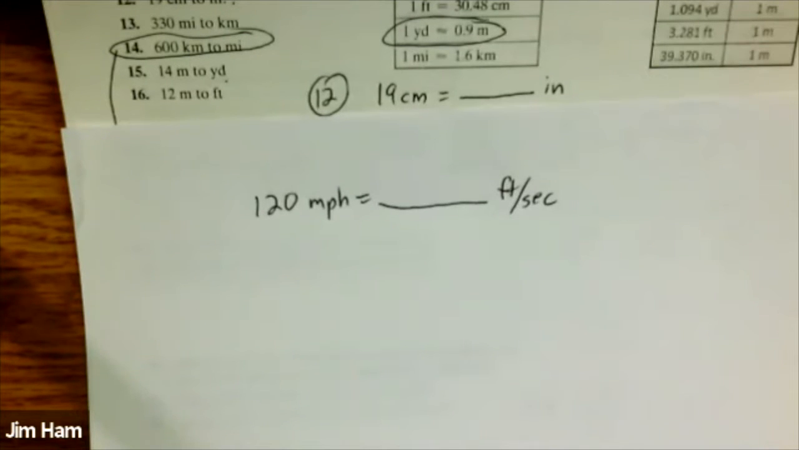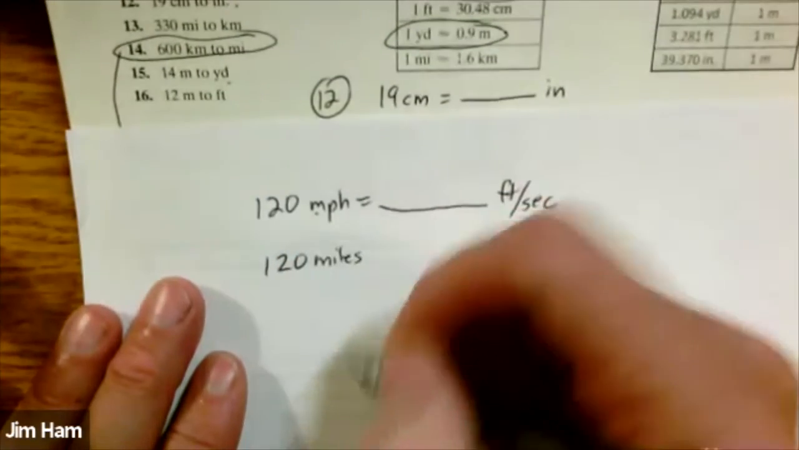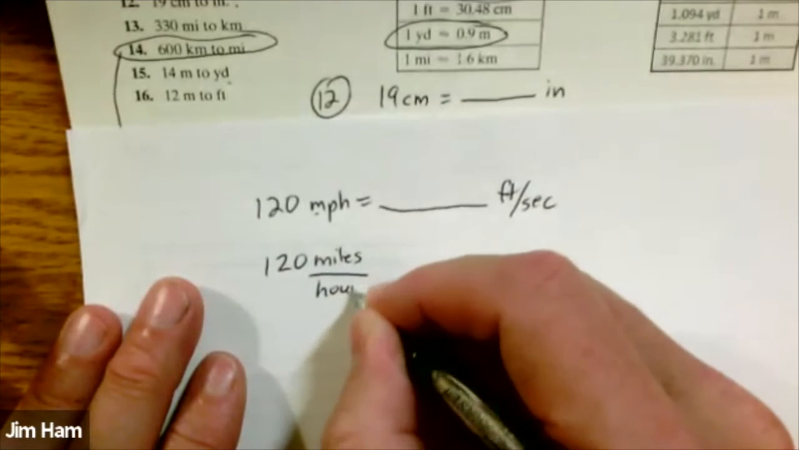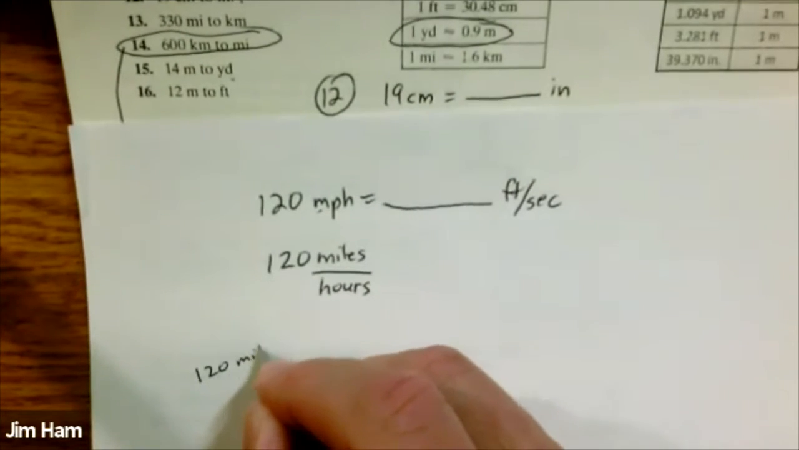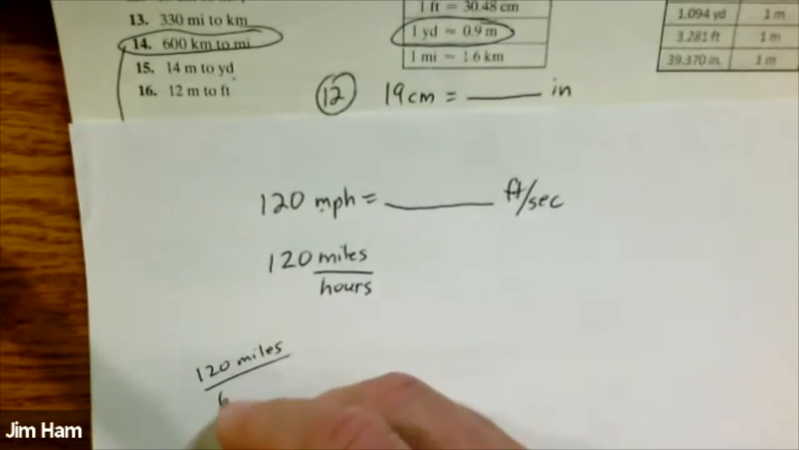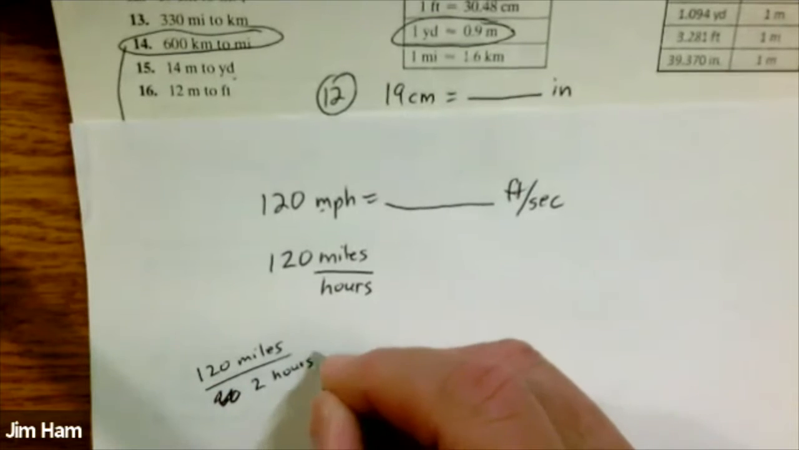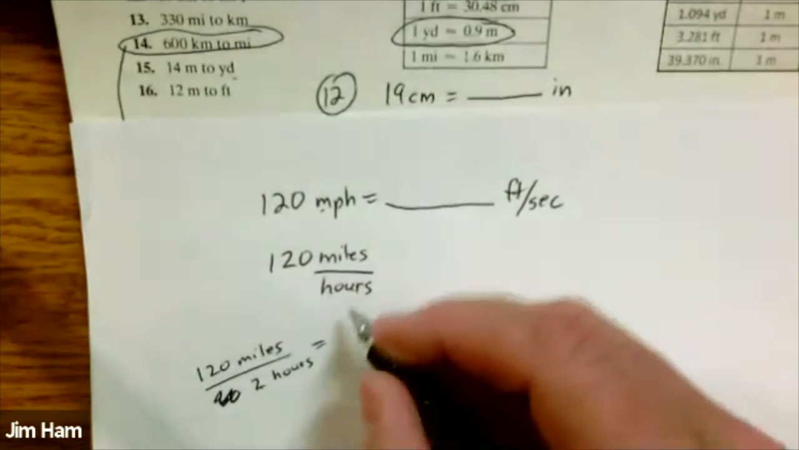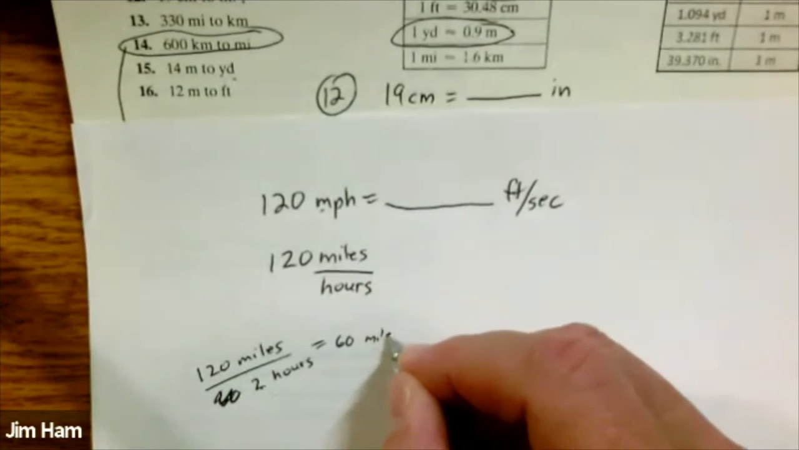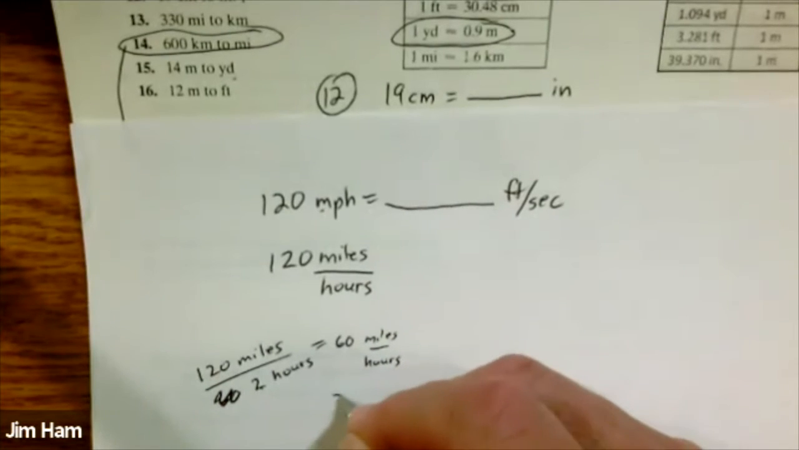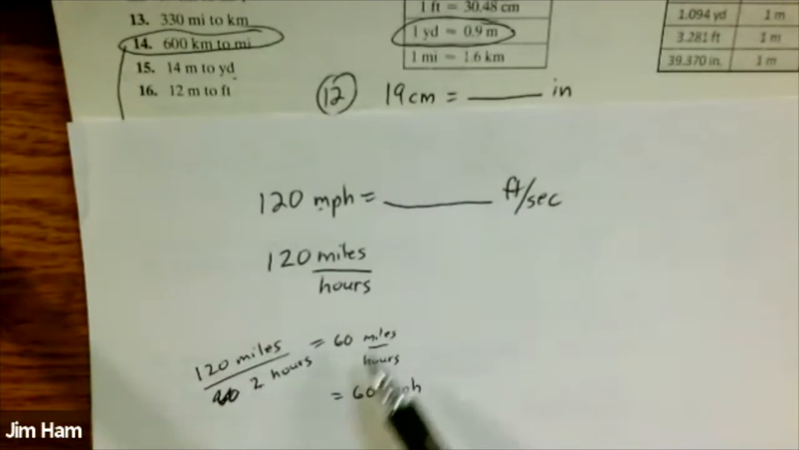The best way to convert this is to think about this as miles as the top unit and hours as the bottom unit. So if you drove 120 miles to Detroit and it took you 2 hours, then 120 divided by 2 is 60. And then you would have the miles as the top unit and hours as the bottom unit. But the way that we just typically write that is miles per hour. So the division sign is the per.